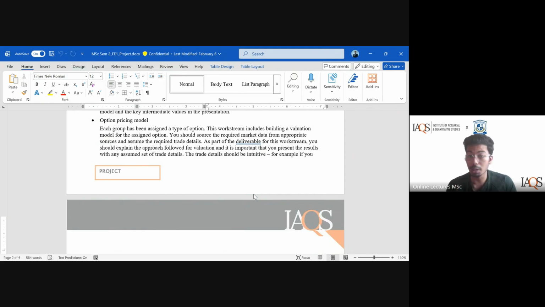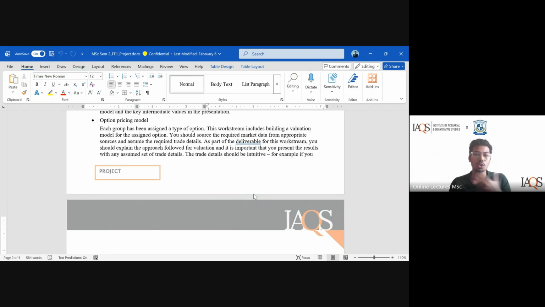Cool. Another part is, whatever you do in your option pricing model, assume a dummy set of trade details. Take a strike price, take a spot rate, take a time to maturity, take volatility, assume a set of trade details, get the price. Make your model in such a way that if during the presentation I ask you to change the trade details, you can change that in your code and show me the answer.